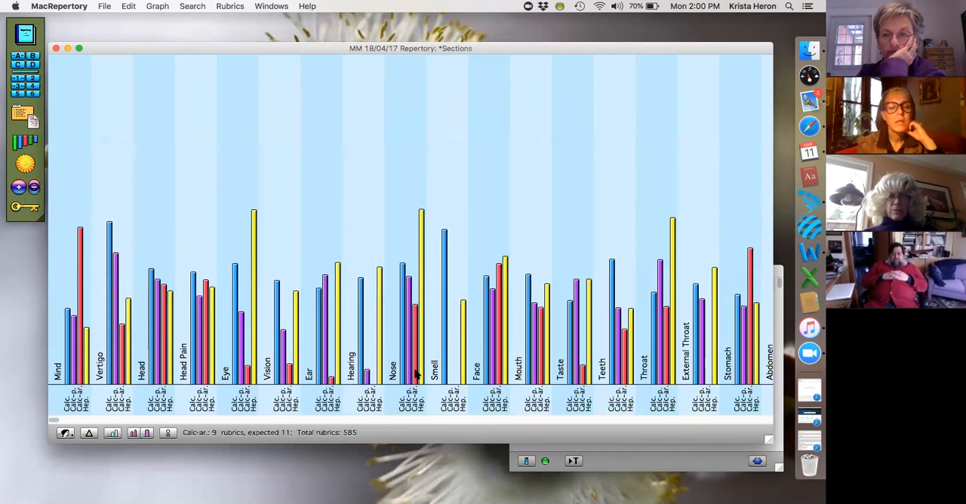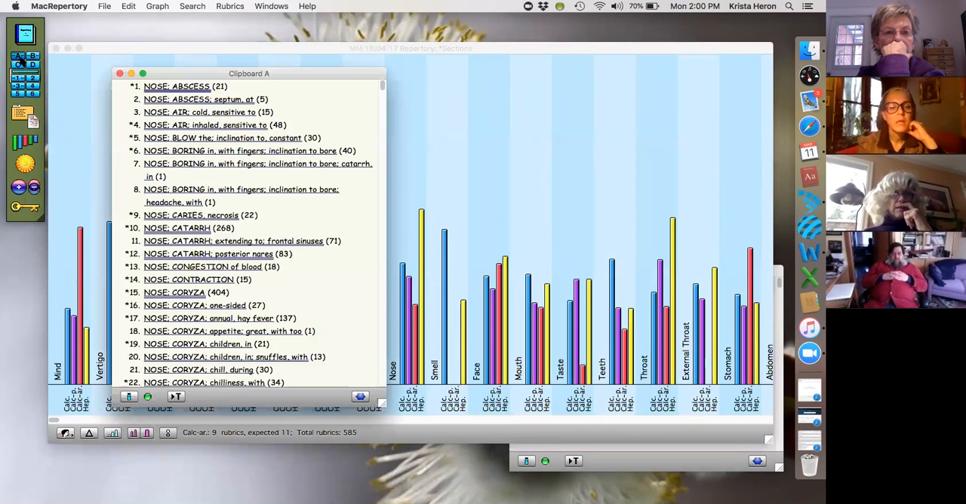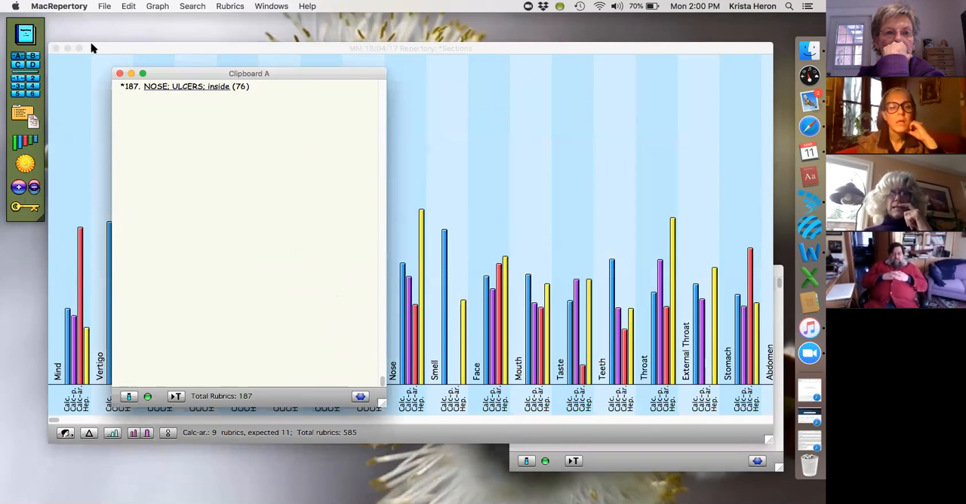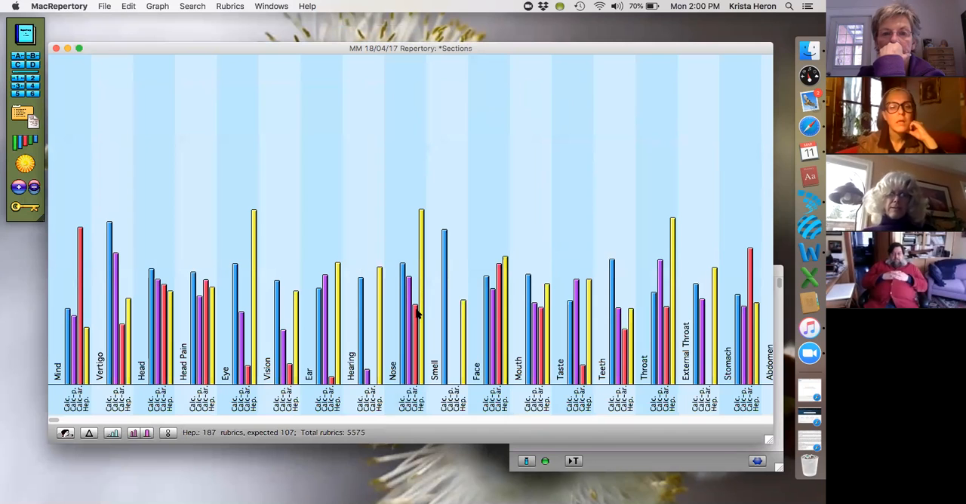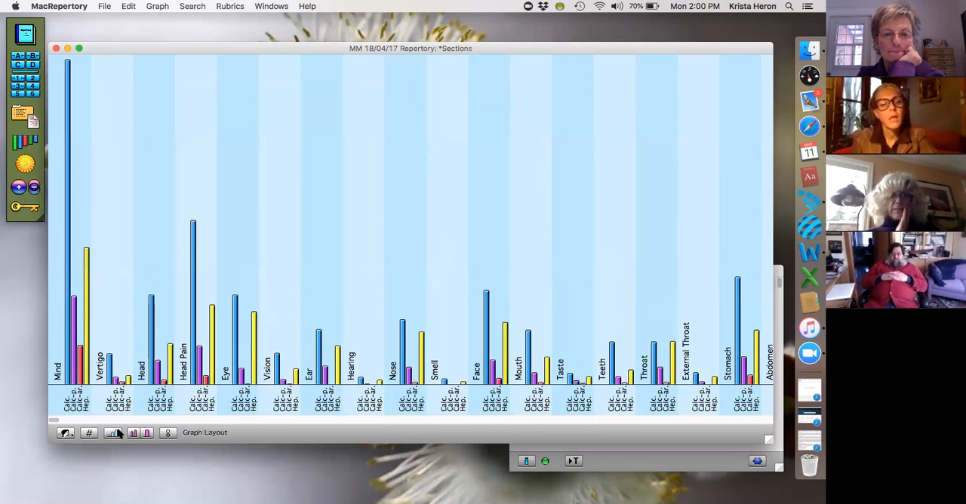Now you come over and click exactly on the Calc R little red thing, and you'll see it only has this. So see how there's only 9 rubrics here for Calc R, but for Hepar there are 187. But see how they've kind of, because we're in this equalized area, it just tells us something about, it's looking at it proportionately. Yeah. And if we did it this way, it would look like that.